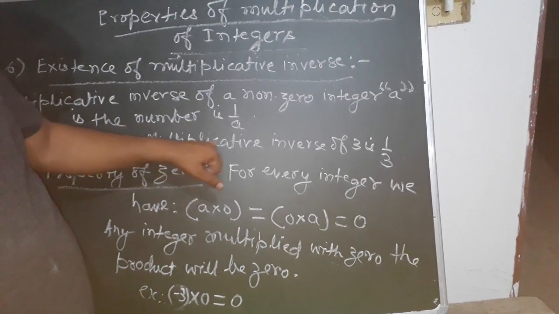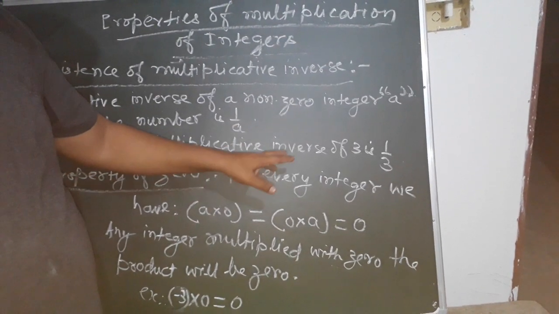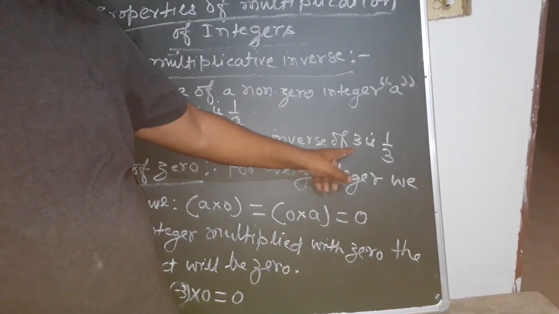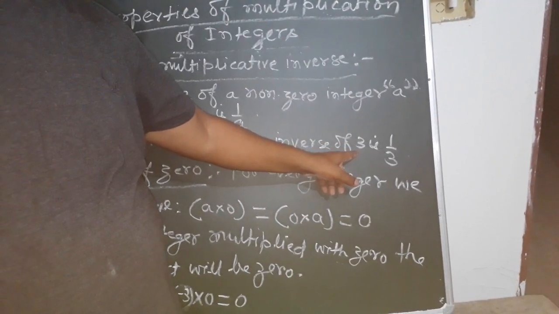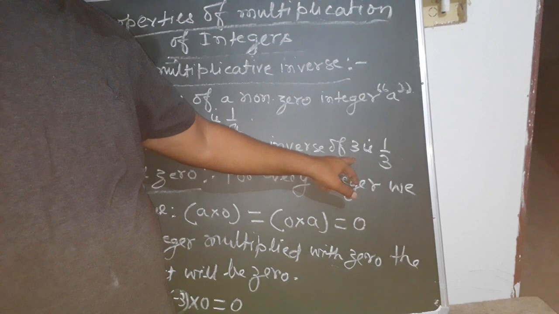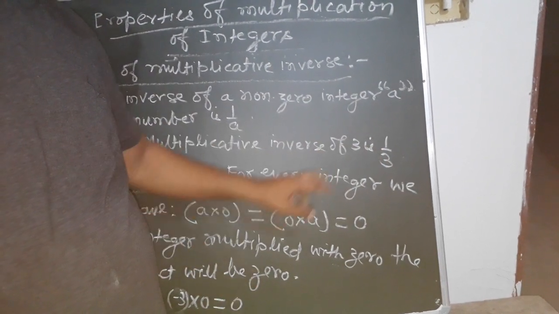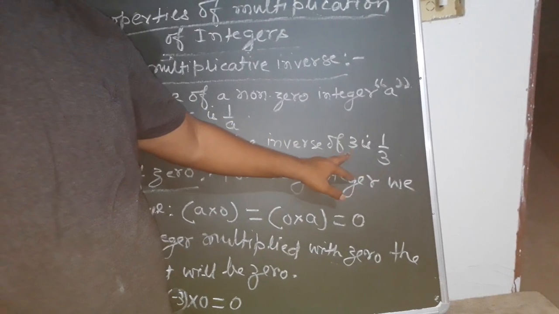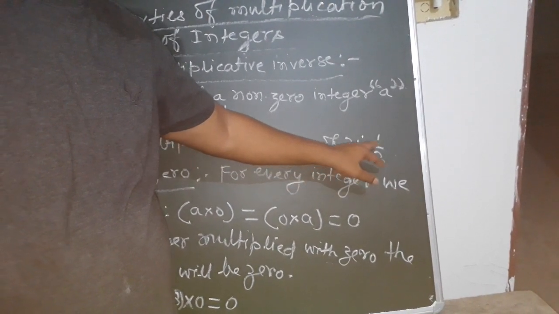Here I have given you an example. What is multiplicative inverse of 3? So what should be multiplied by 3 so that the product will be 1? So 1 by 3 will be multiplied with the 3. Then the product will be 1. So multiplicative inverse of 3 is 1 by 3.